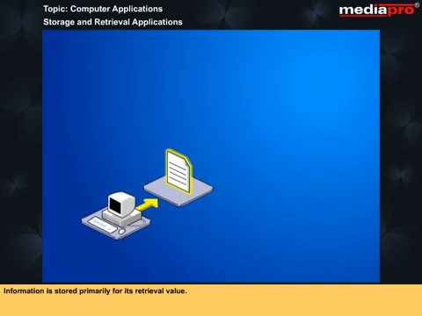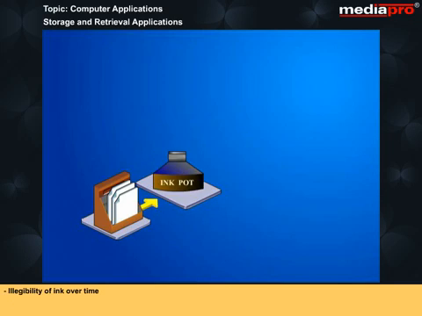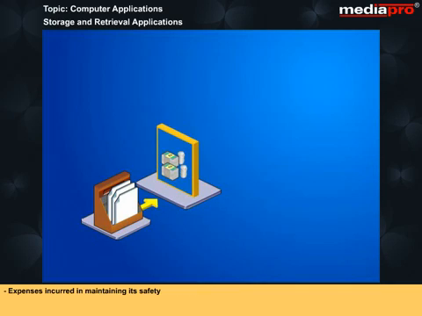Information is stored primarily for its retrieval value. We record and maintain facts only because we may wish to revert to them later. The retrieval value of handwritten and printed material archived and stored in libraries, office stores and such places offers such problems as loss in fire and natural calamities, illegibility of ink over time, requirement of large storage rooms to keep the material, and expenses incurred in maintaining its safety.